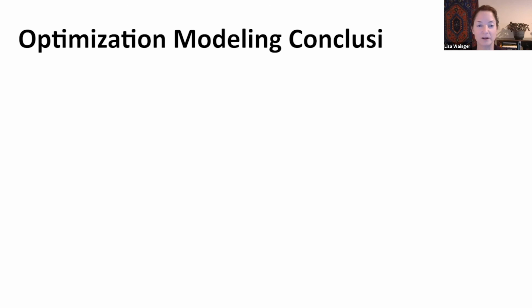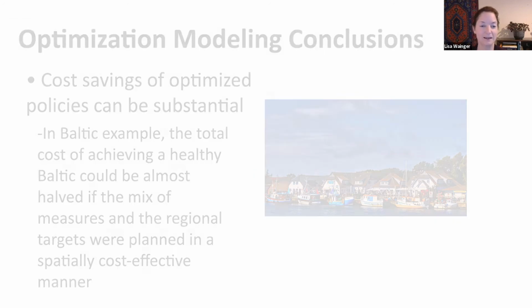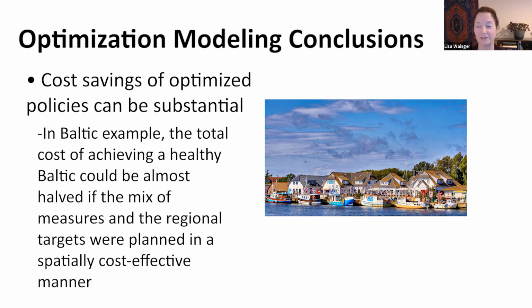So just to sum up here, optimization modeling allows valuation to be used to examine approaches that would maximize net social benefits. That maximization can include political and technical constraints. And the cost savings of optimized policies versus what initially gets proposed can be substantial. And in the Baltic example, achieving a healthy Baltic, the total cost of it could be halved if the mix of measures and the regional targets had been planned in a spatially cost-effective manner.